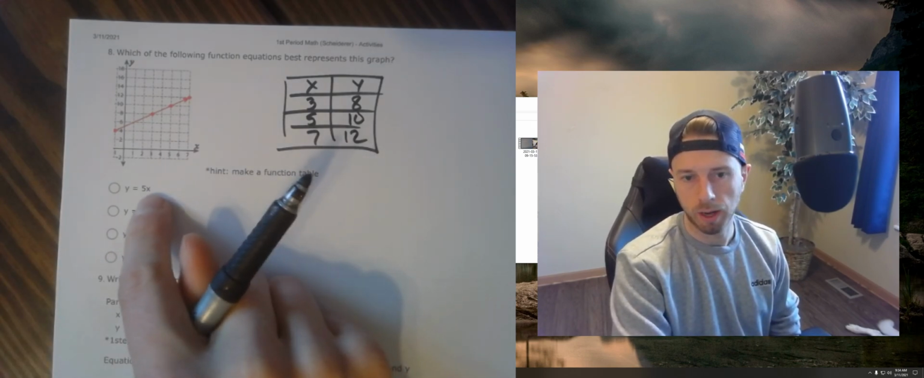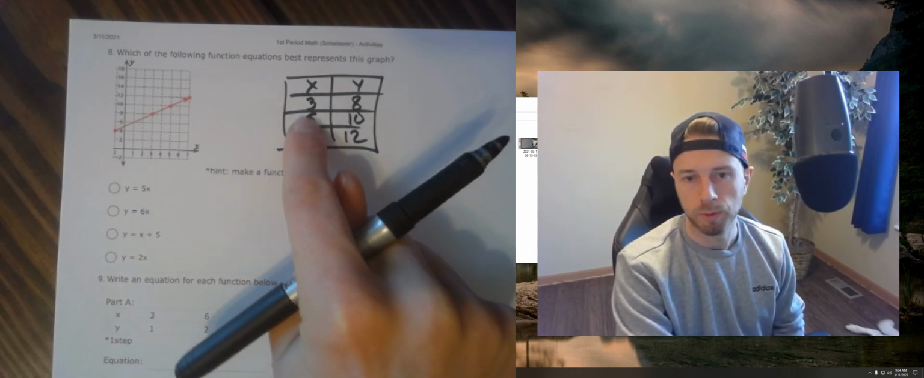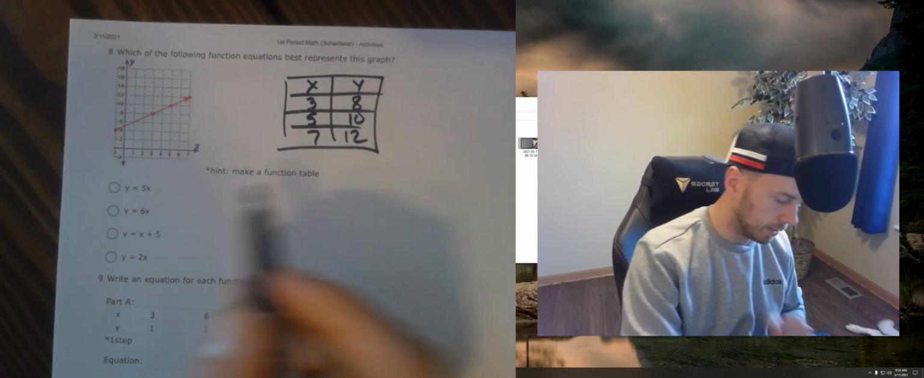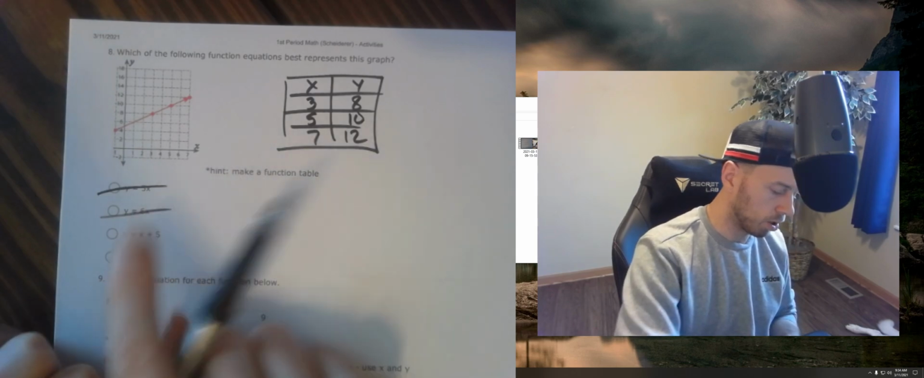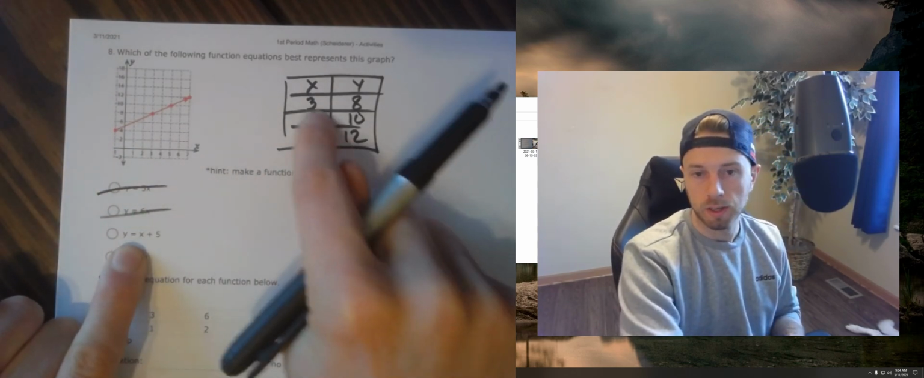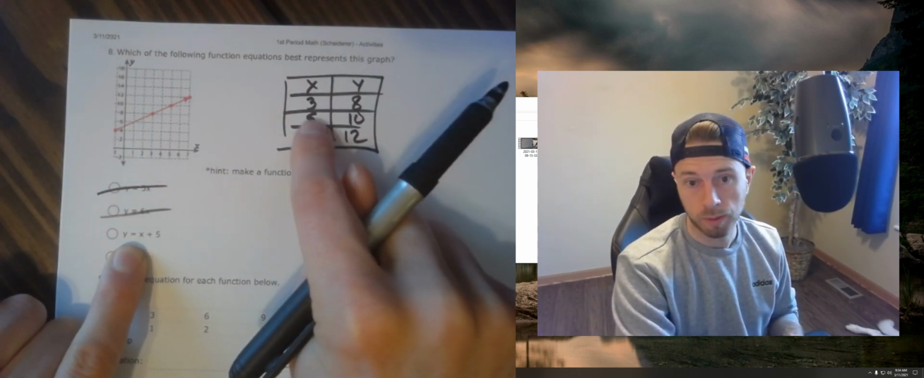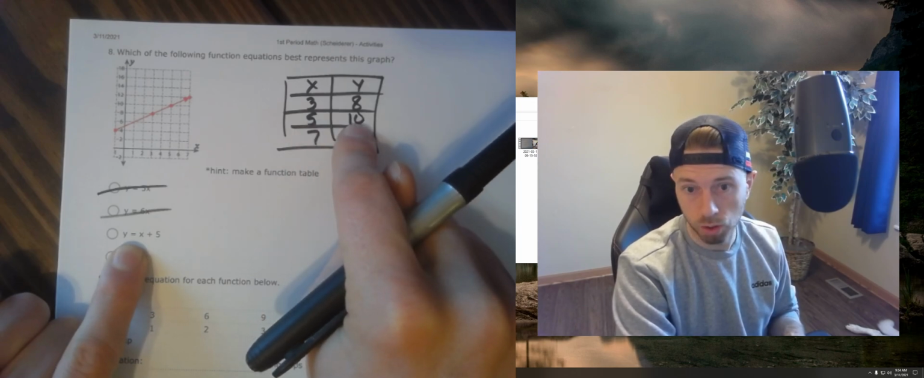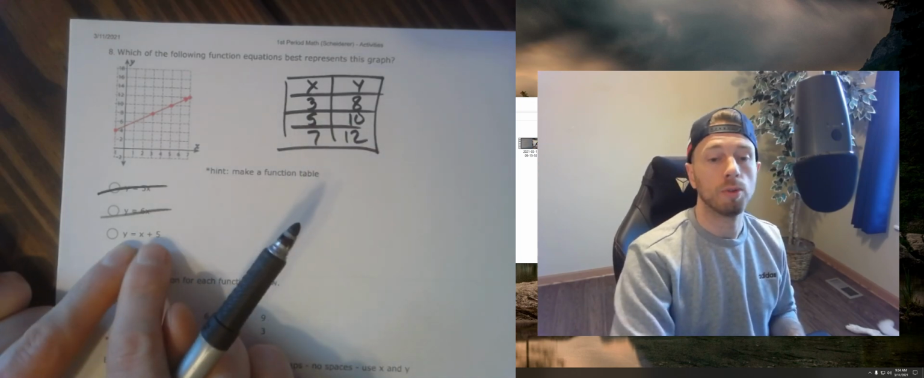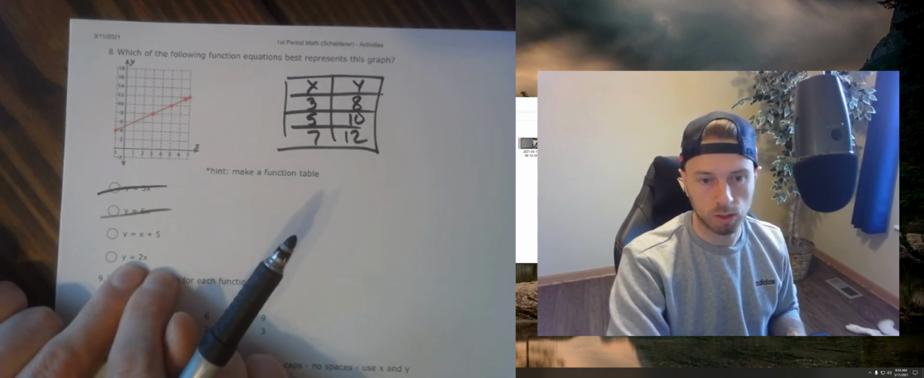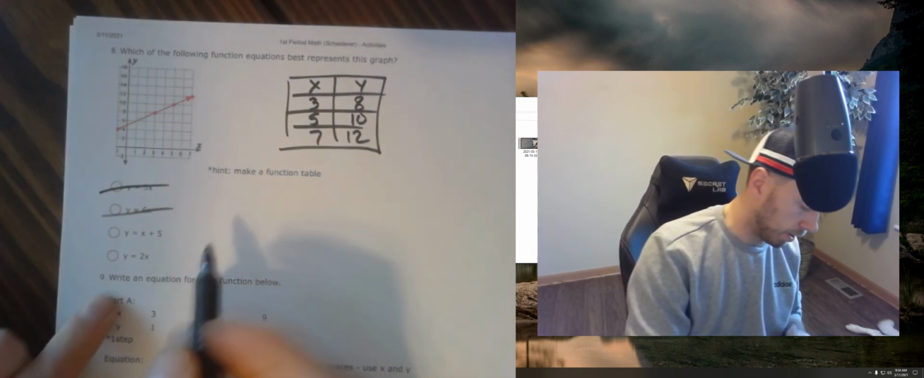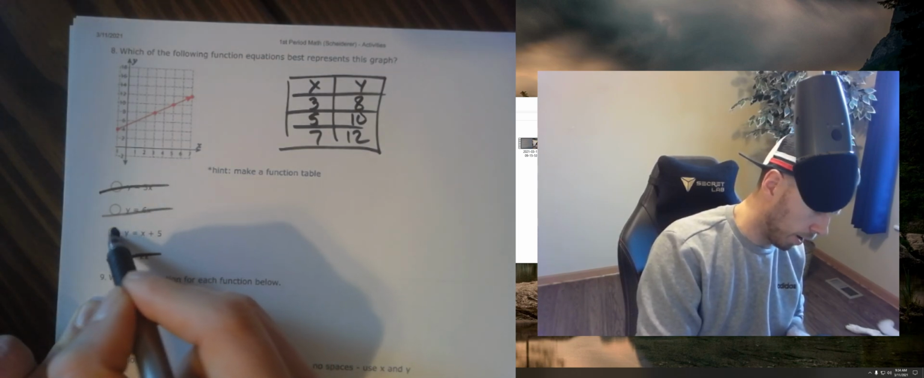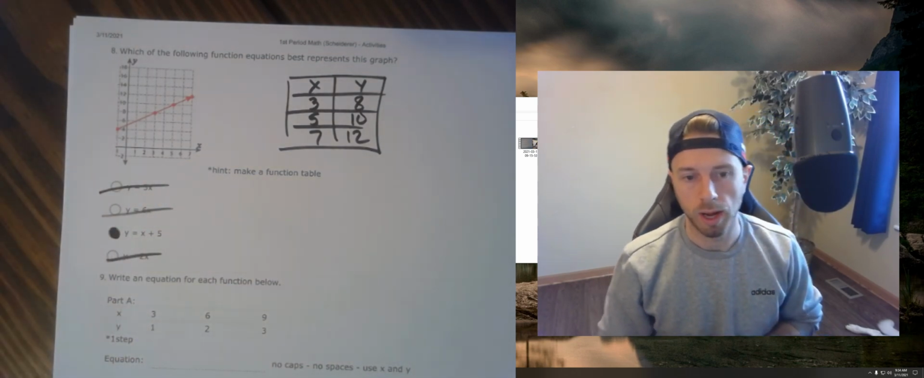Well, I can check them. Are we multiplying by 5? 3 times 5 is 15. No, this is definitely not the answer. Are we multiplying by 6? 3 times 6, nope, that's definitely not the answer. Are we adding 5? 3 plus 5 is 8. That's true. 5 plus 5 is 10. That's true. 7 plus 5 is 12. That's true. So this looks like the answer. I'll check the last one real quick. Are we multiplying by 2? Well, 3 times 2 is 6. That's definitely not the answer. So the only good answer and the right one is definitely y equals x plus 5.